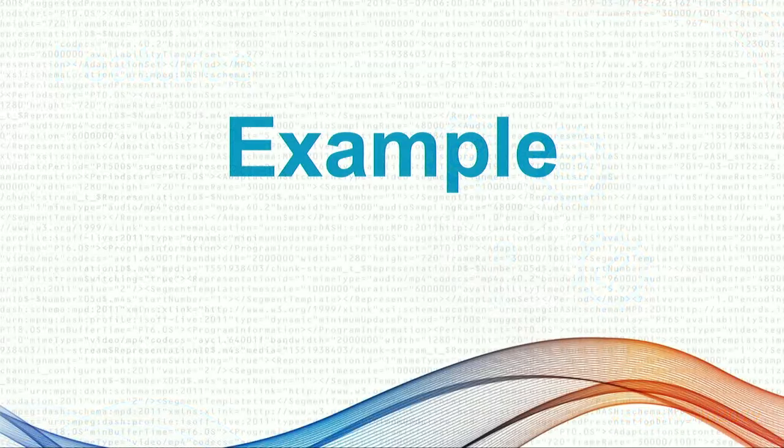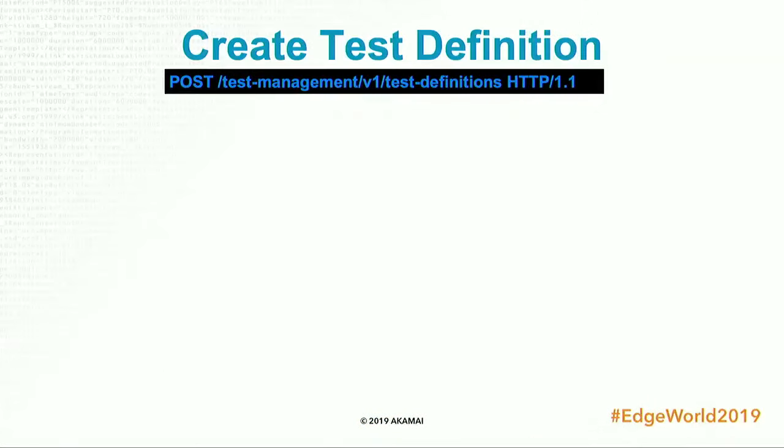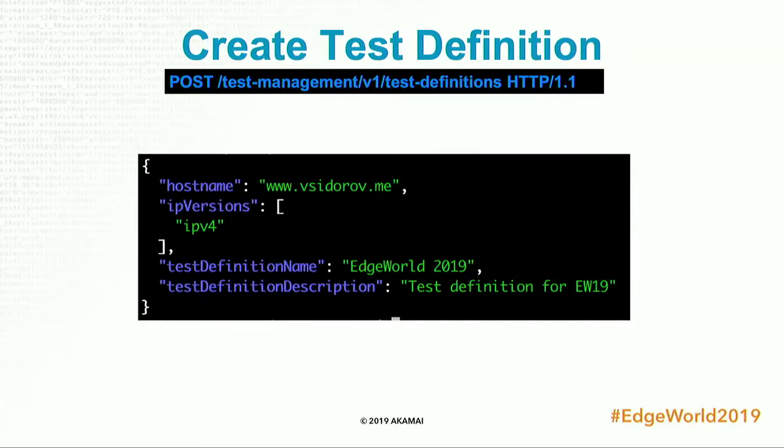Okay, let's now take a look at how we can run simple tests for a website. First, in order to begin using Akamai Test Center API, you need to create a test definition. A test definition is the smallest entity which you deal with when you need to test your website. So if you use the API, you just need to send a simple POST request with this body.